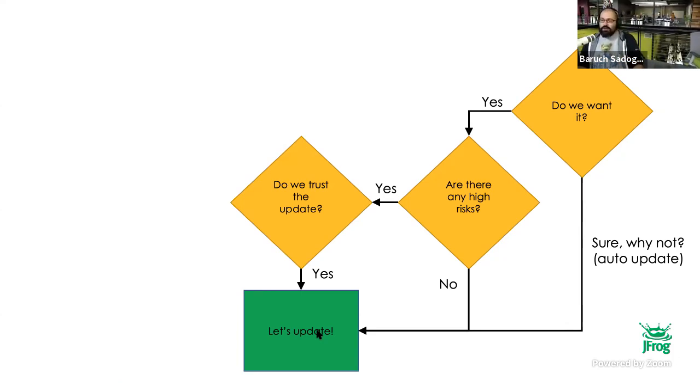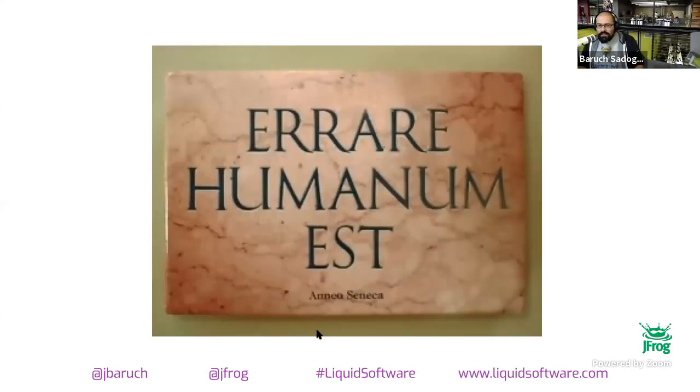And the only way to do it is by building the trust between the vendor and the customer. And this is done in a number of ways. First and most important is the assurance of the quality of the update. And assurance of the quality of the update comes in direct conflict with Seneca, who said that to err is human.